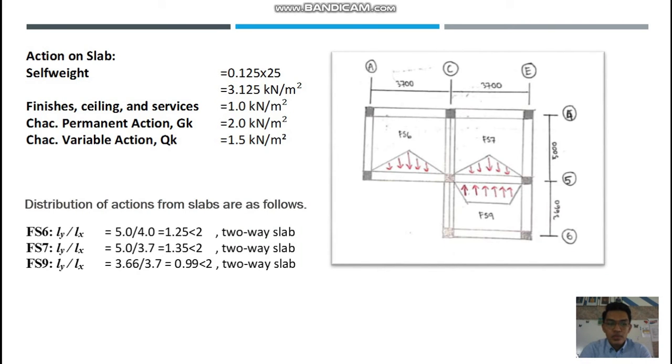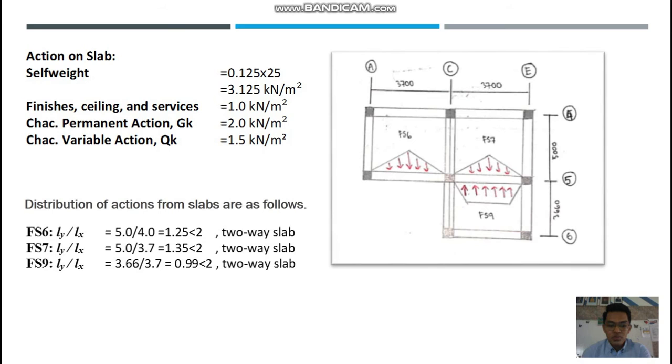The first one, we calculate the action on slab for self weight. We use the value of slab thickness 0.125 and we multiply with 25 and we get the answer 3.125 kN per meter square. And the value for finishes, ceiling and services is 1 kN per meter square. And the value for permanent action Gk and the value for variable action Qk we get from the table in Eurocode.